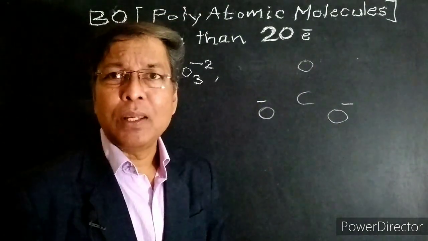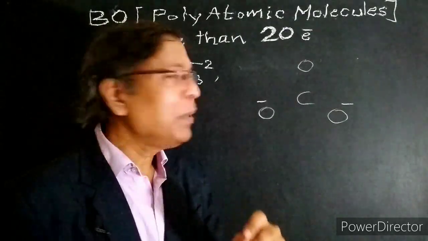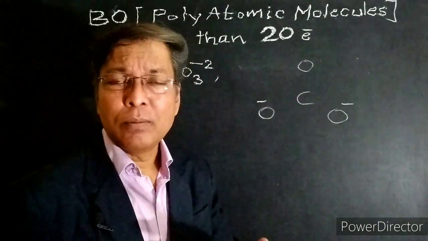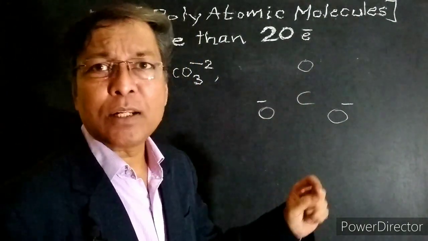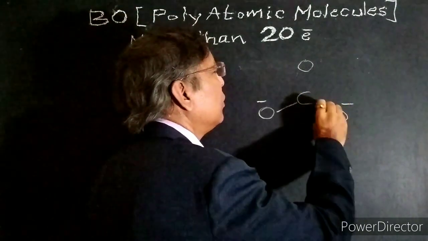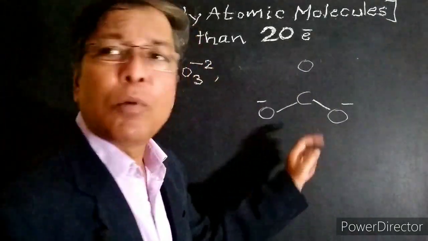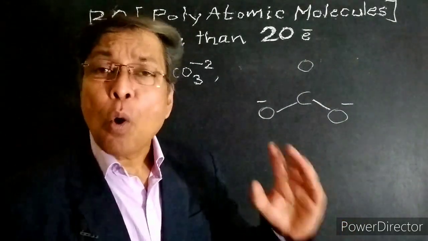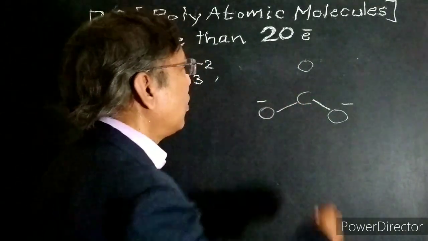Now, the second step: the oxygen having a negative charge must be bonded to the central atom with a single bond. I repeat, the oxygen carrying a negative charge must be bonded to the central atom with a single bond. So I show these with a single bond, and the oxygen atom without charge is always bonded to the central atom with a double bond.